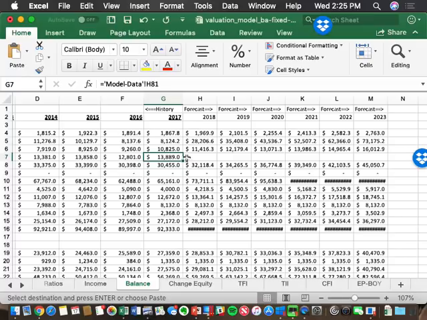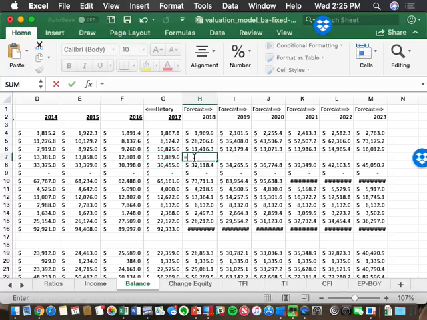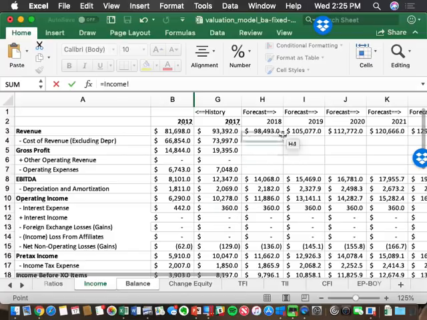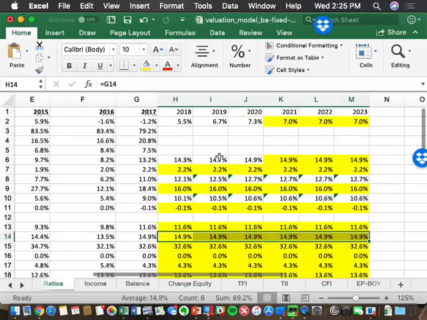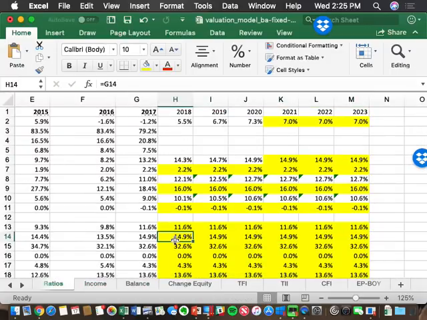So in this case, what I'm going to do is take income, 2018 revenue, times ratios, 2018 unbilled revenue as a percentage of revenue.